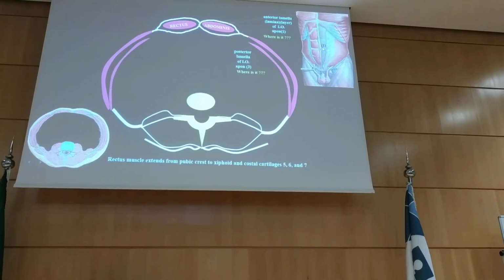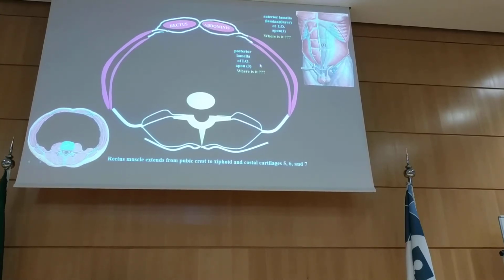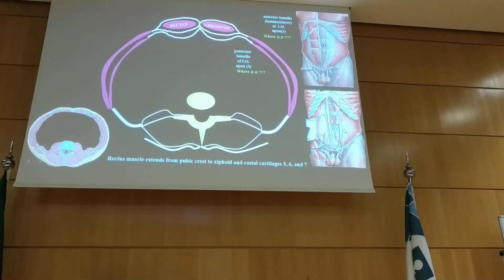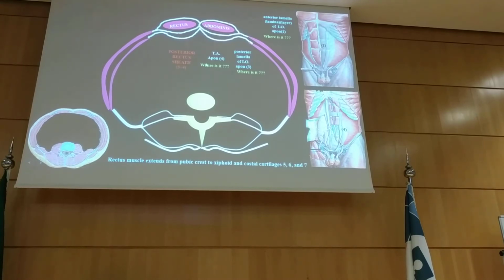Posterior lamella. Where is posterior lamella? Behind, I cannot see. Now, I went to another muscle called transversus abdominis. And this is transversus abdominis, and this is its aponeurosis, which is here, this one. And this aponeurosis plus this aponeurosis or lamella will form for me what I call posterior rectus sheath.